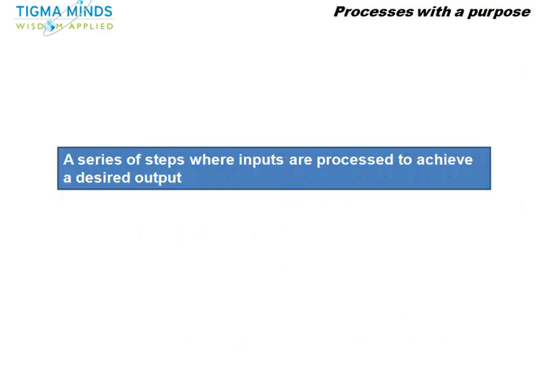So this is a simpler definition of a process. It's a series of steps where inputs are processed to achieve a desired output. And this is good enough for us to explain just about anything around us, because this gives the definition a purpose, and that's what's important, right? So if you could just jot this definition down.